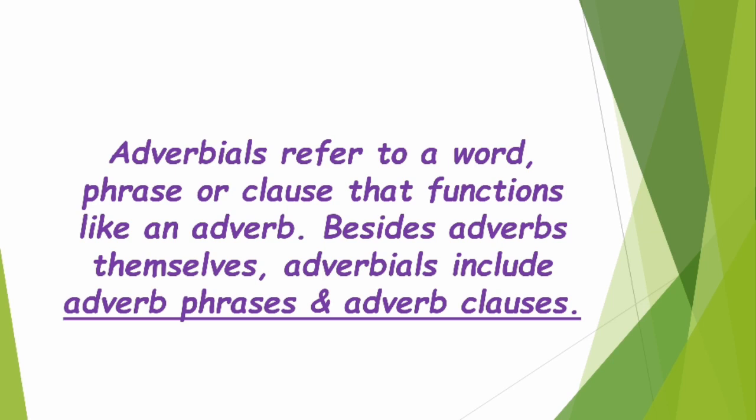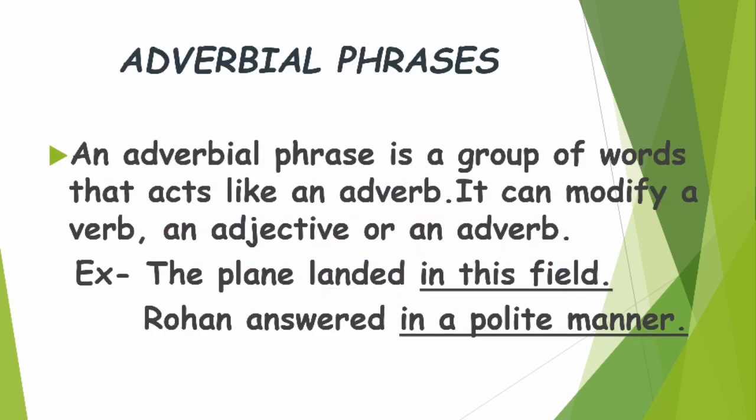So first of all, let's see what are adverbial phrases. An adverbial phrase is a group of words that acts like an adverb. So as the name suggests, adverbial phrases are phrases which perform the action of an adverb. Okay. It can modify a verb, an adjective or an adverb. Same way as adverbs modify. Adverbs किसको modify करते हैं? एक verb को, adjective को और एक other adverb को. Same way, the phrase which modifies these three will be an adverbial phrase.